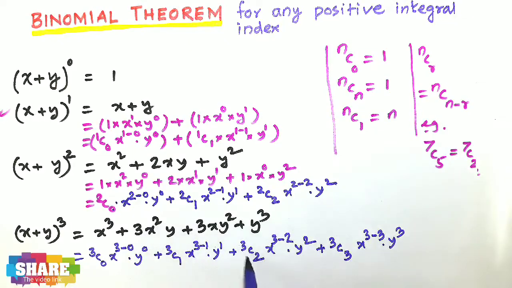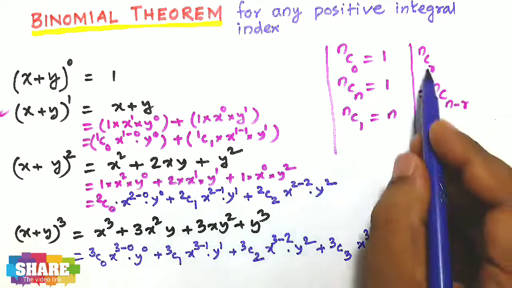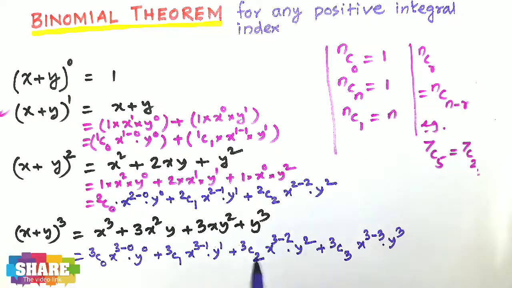3C2, you know, 3C2 is 3C1, because nCr is equal to nC(n minus r). So 3C2 is equal to 3C1, and the result of 3C1 is 3. So 3 into x to the power 1 into y to the power 2. So this is the third term. And 3C3 is equal to 1, x to the power 0, y to the power 3. So ultimately y cubed. So all the terms, whatever we have written here, are all correct.